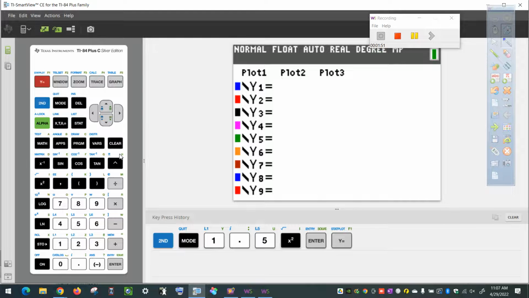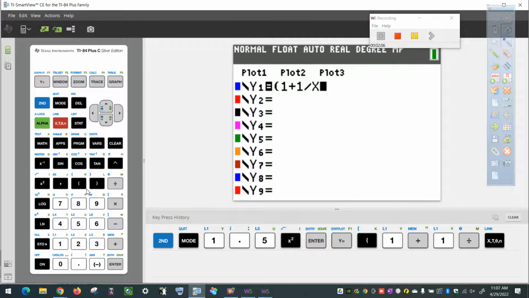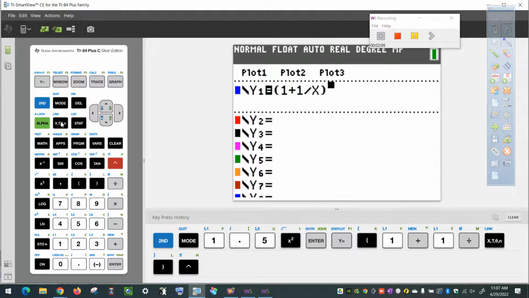So what I'm going to do is go into the y equals, and I'm going to type in the formula. So it's going to turn into x instead of n, but it will essentially be the same thing. So in parentheses here, 1 plus 1 divided by x. I'm going to close the parentheses and raise it up to x. We've got our formula typed in.